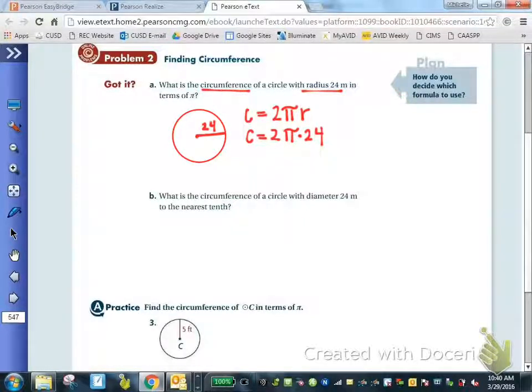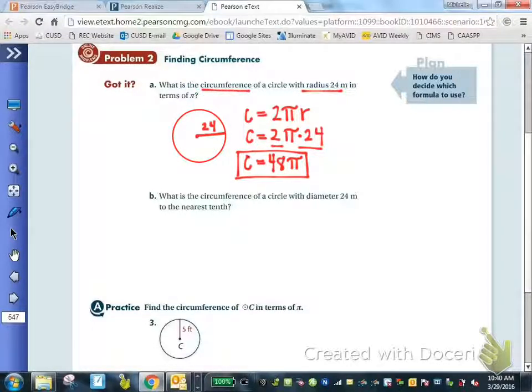How many of you guys have done in terms of pi before? A couple of you. Okay, what do you notice about 2 pi times 24? I have the pi symbol, and then I have 2 and 24, right? Does the order that I multiply things in make a difference in the answer? No. For example, 2 times 3 is? 3 times 2 is? So, could I multiply 2 times 24 and still get the same answer eventually? Yes. So that's what we're going to do. 2 times 24 is 48, and 48 times pi. That's our answer in terms of pi. Okay?